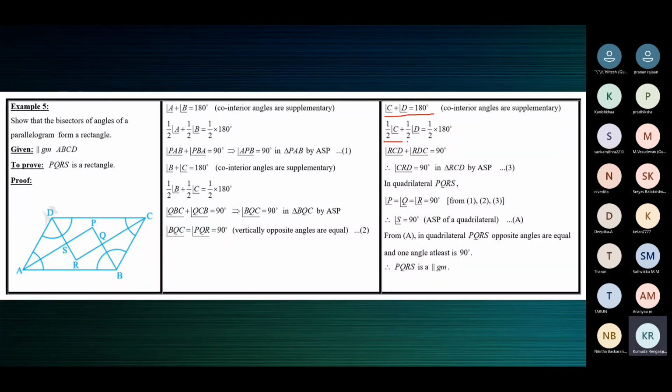Half of angle C plus half of angle D. We use half of angle C because angle C is bisected. If it's not bisected, then we cannot use half, because you will not know half of that angle. Only when they are bisected can you divide by 2 throughout like this.